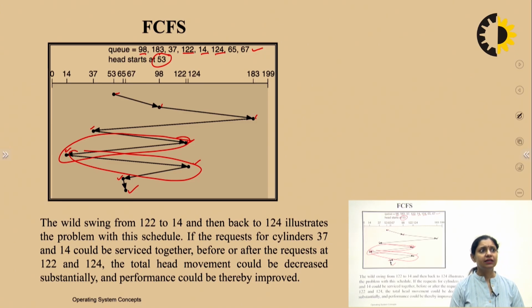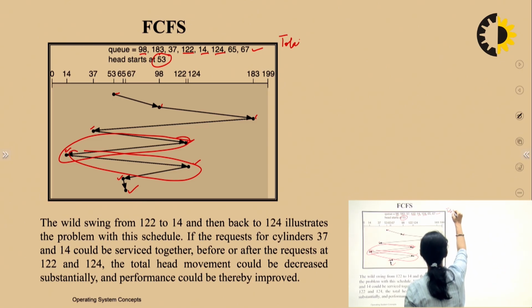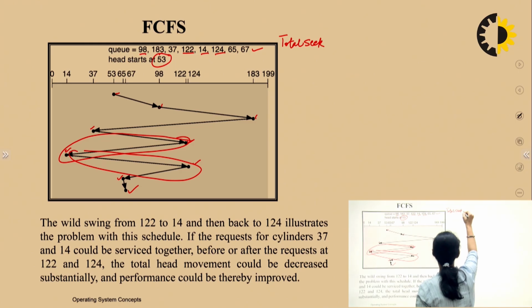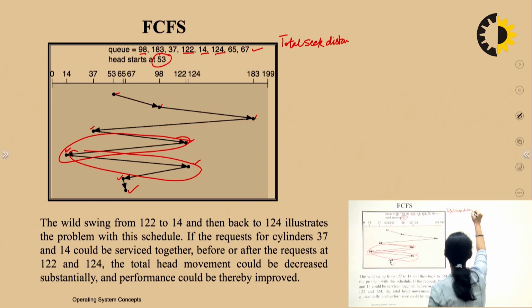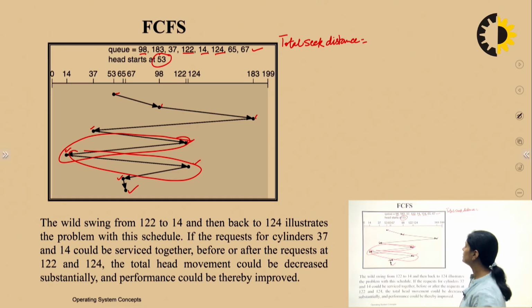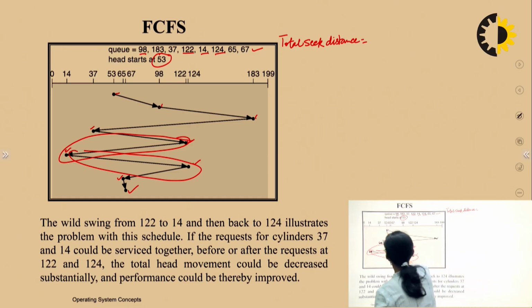If the requests for cylinders 37 and 14 could be serviced together, and then 122 and 124 serviced together, the total head movement could have been decreased substantially, and hence the performance could also be improved. So if we try to find the total seek distance in this case, it will start from the head, from source to destination.